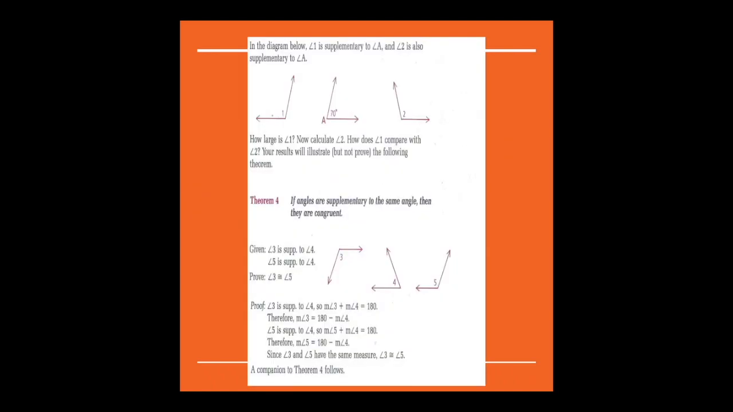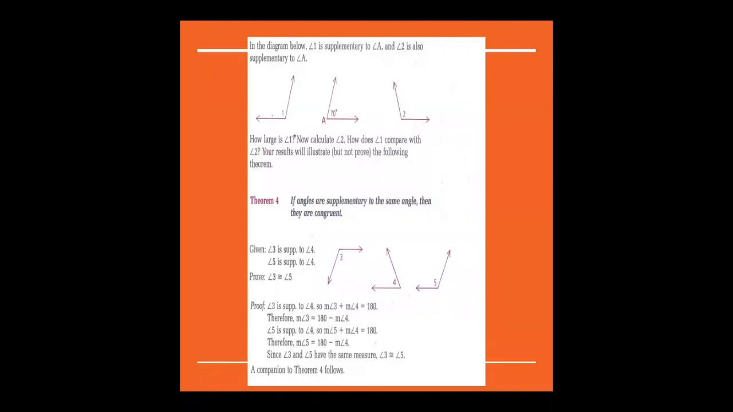In the diagram below, angle 1 is supplementary to angle A, and angle 2 is also supplementary to angle A, as you can see. How large is angle 1? To calculate angle 1, we take 180, because that's the degree of a straight line, which forms a supplementary angle, and subtract 70 from it. So we would get 110. Therefore, angle 1 is equal to 110. But because angle 2 is also supplementary to angle A, it's the same degree as angle 1, so it is also 110 degrees.